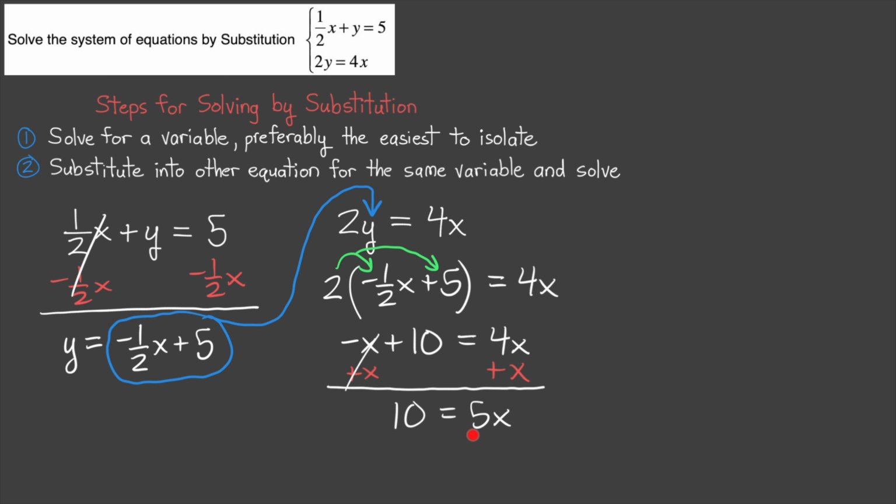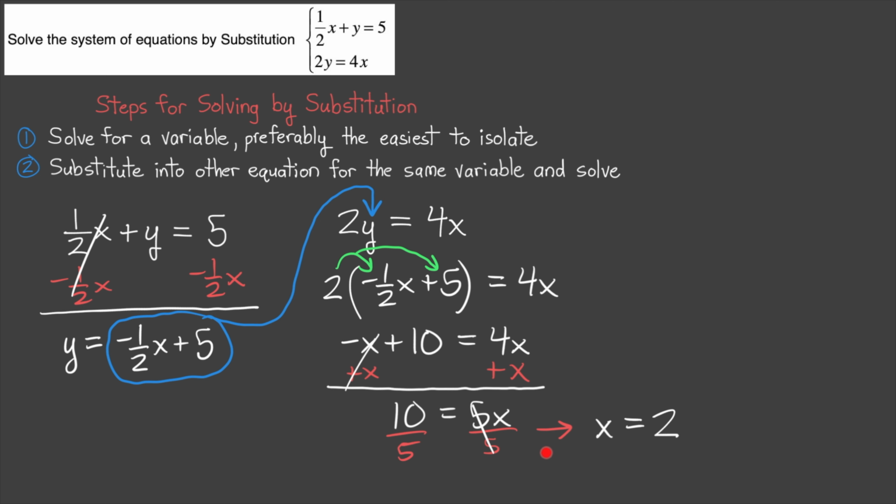All right, we want to isolate x, so we divide both sides by 5. And on the left side, we get 10 over 5, which is 2. And then here, the 5's just cancel. So we get x equals 2. All right, so there is part of our answer. Now we need to find the y value.